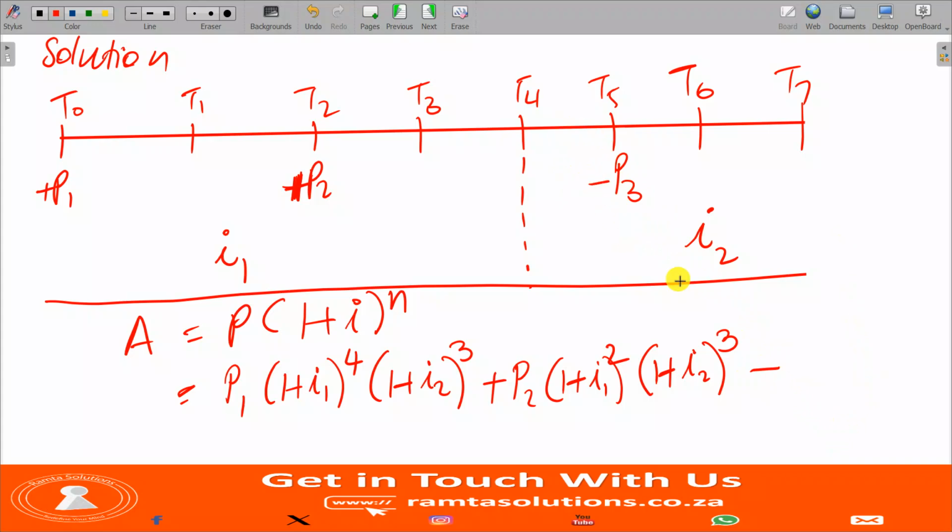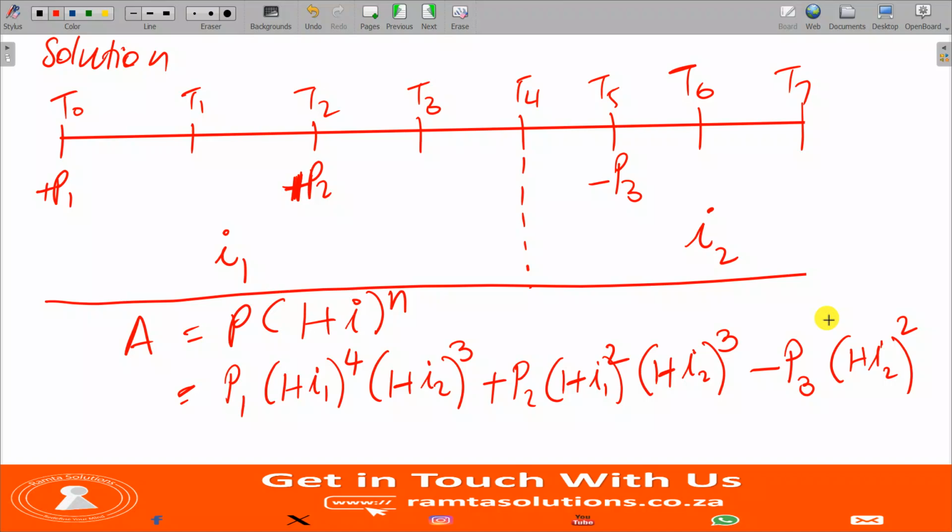Finally, we have P3. It is a withdrawal, so I'm going to put a minus. P3 gained interest I2, so it's 1 plus I2. So now let's look until the last year. It will be 1, 2. You see? So this is how you can answer this number line problem.